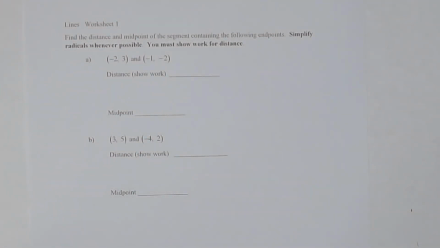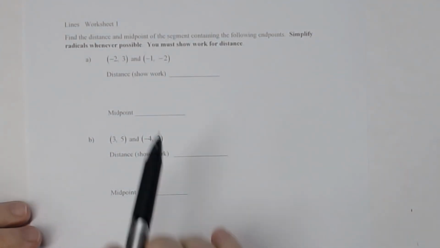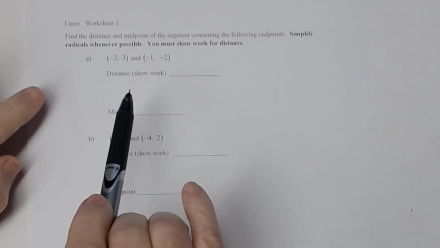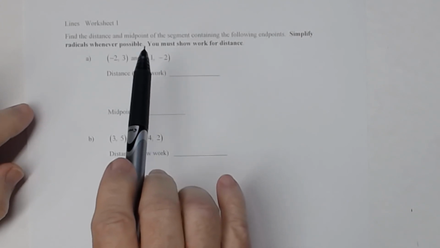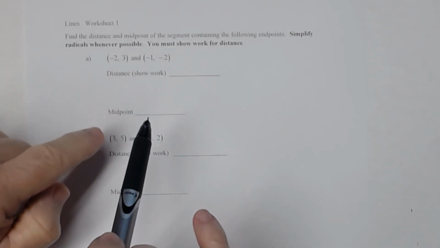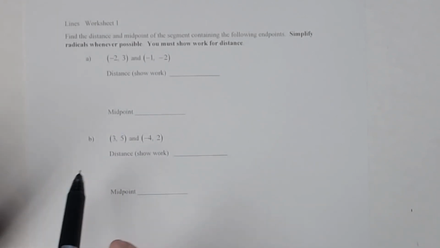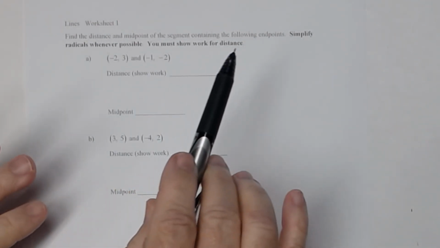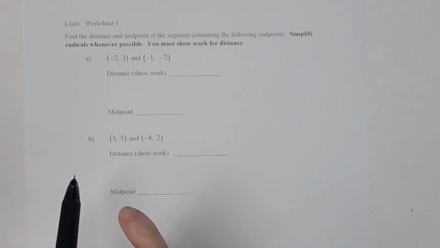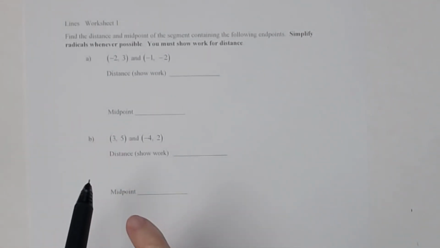All right, so this is the key to lines worksheet 1, and basically you just wanted to find the distance and midpoint of the segment that contains the following endpoints. And so you just had two problems here. And notice it did indicate simplify radicals whenever possible, and you must show work for the distance part.